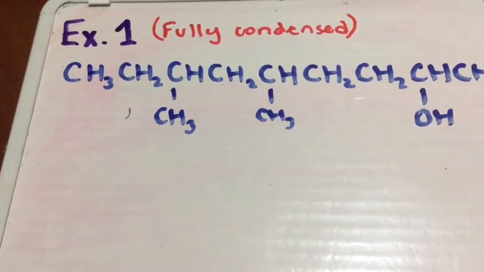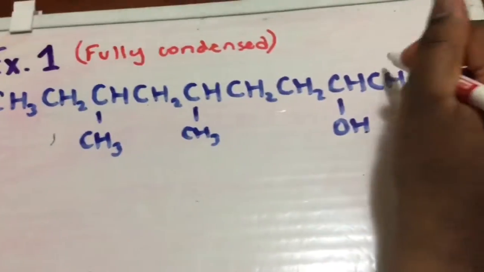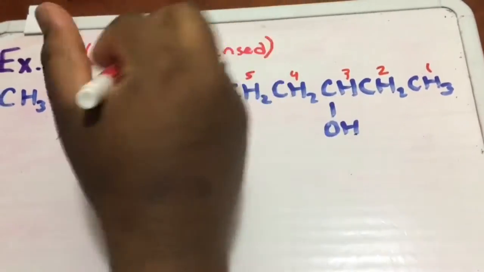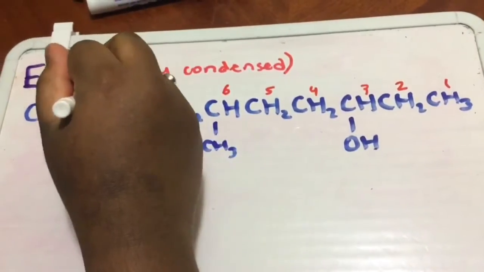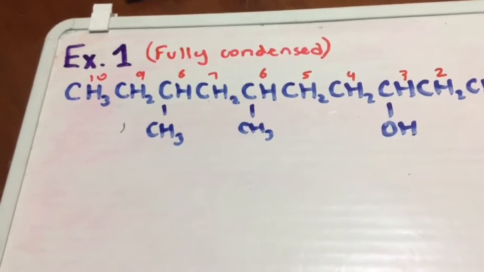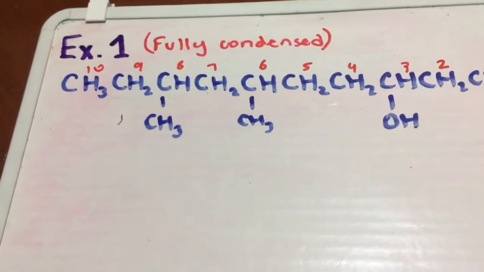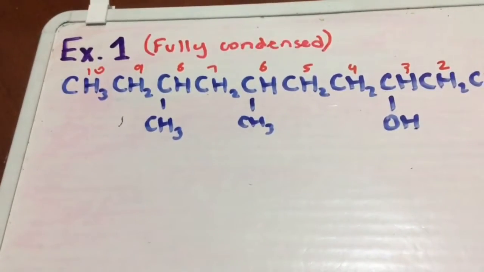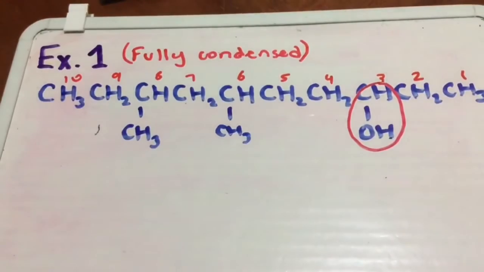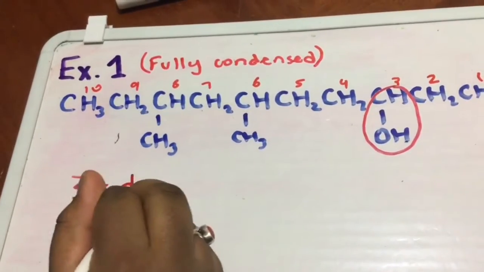To start off with, we know that there's 10 carbon atoms, so let's label them: 1, 2, 3, 4, 5, 6, 7, 8, 9, and 10. Since there are 10 carbon atoms in the longest continuous chain, it makes the compound a derivative of decane, which goes back to rule 1. The OH on the third carbon, which is over here, makes it a 3-decanol, which relates back to rule number 2.